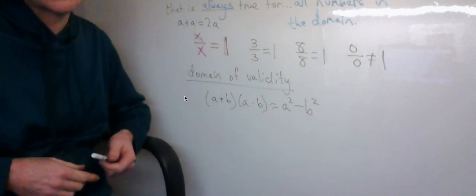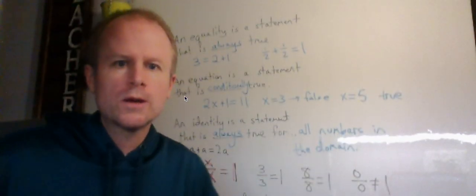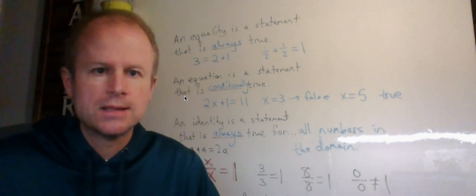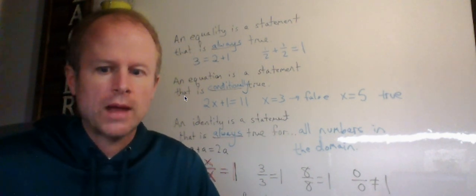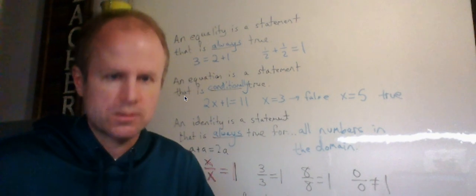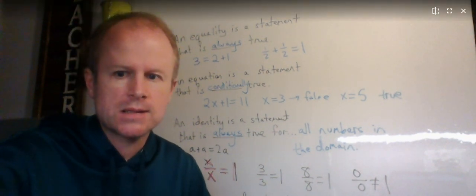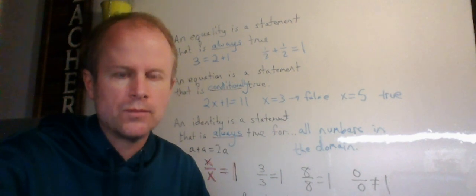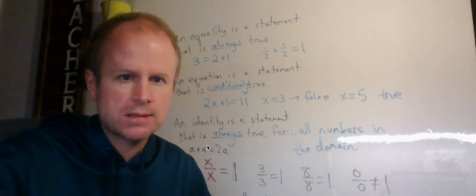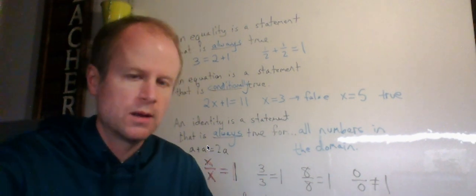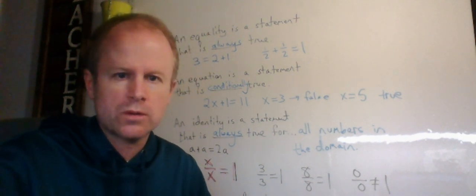So these are all examples of algebraic identities. But what we're going to focus on are something called trig identities. And trig identities are identities that involve trig expressions. So in your notes, that's the next thing. One more time, trig identities are identities that involve trig expressions. So we're going to work through some examples.